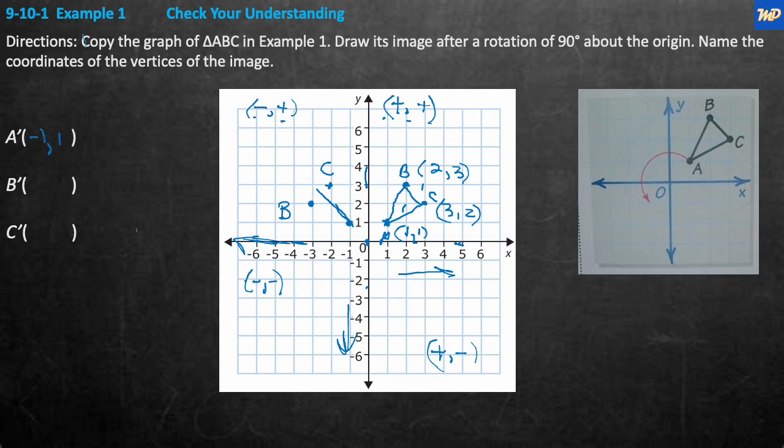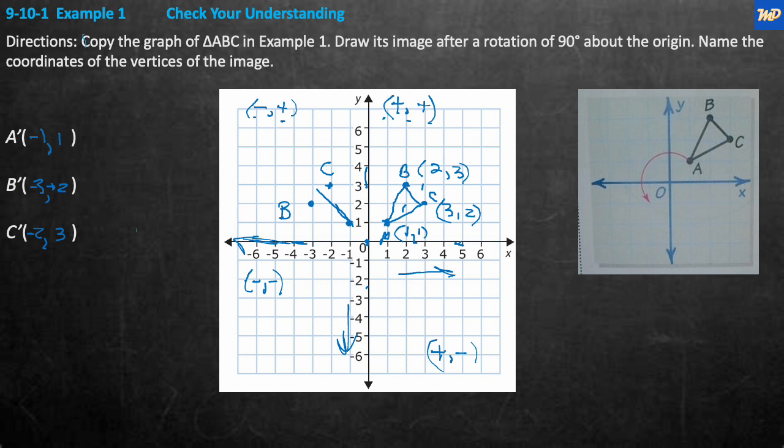So B is going to be minus 3, plus 2. I'm going to do it right here, minus 3, plus 2. Okay? And C is going to be minus 2, plus 3. Minus 2, I guess I should put comma, 3. Those would be your prime values.